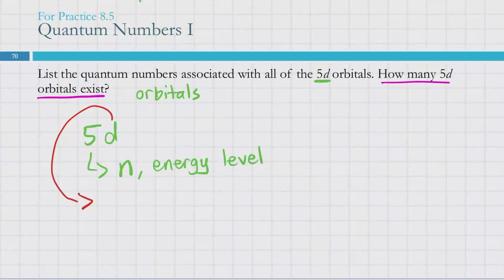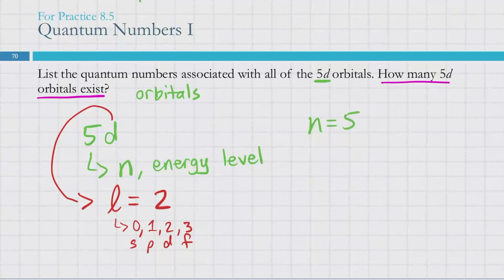D corresponds to an L value. It's 2. Because this would go from 0, 1, 2, 3. Those are the options, and those correspond to S, P, D, F. So D correlates to 2. So D here is saying that L equals 2.